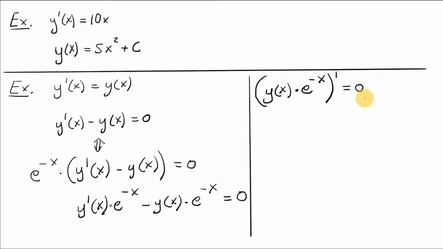So that means we can solve this one. And here we have that the function has a derivative that is equal to 0 for all x. But that just means that this function here must be a constant function. And now we can multiply by e to the power x on both sides.